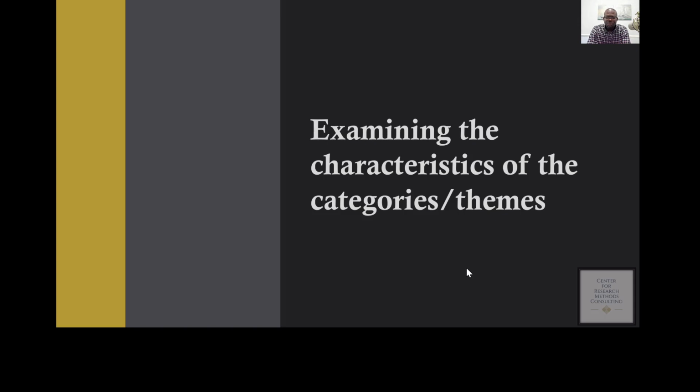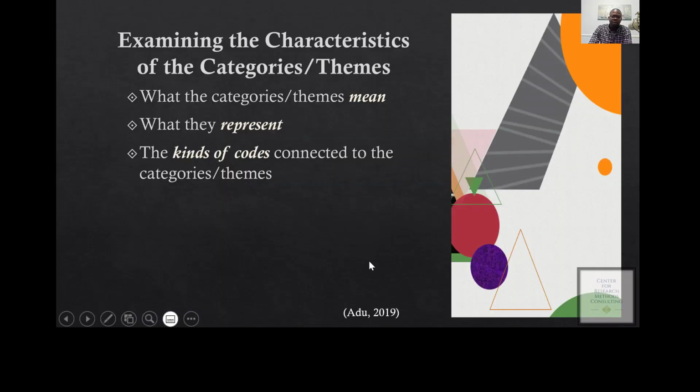So the next step is to explore or examine the characteristics of the categories or the themes that you have, to see whether there's any kind of relationship that you can determine, right? So when you are exploring or examining the characteristics, you are looking for three main things, right?